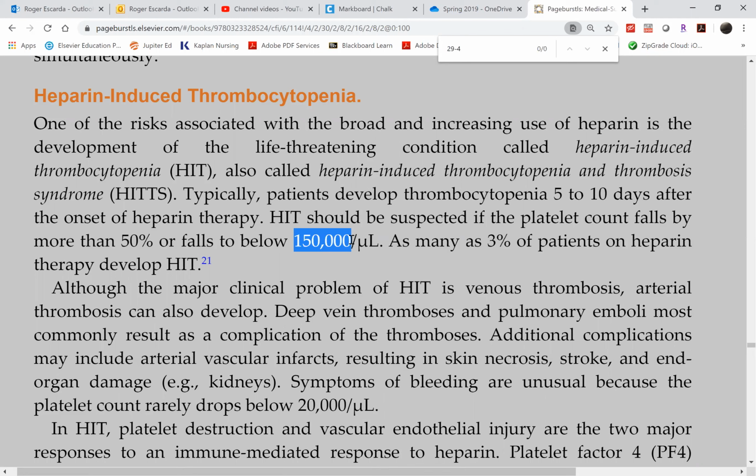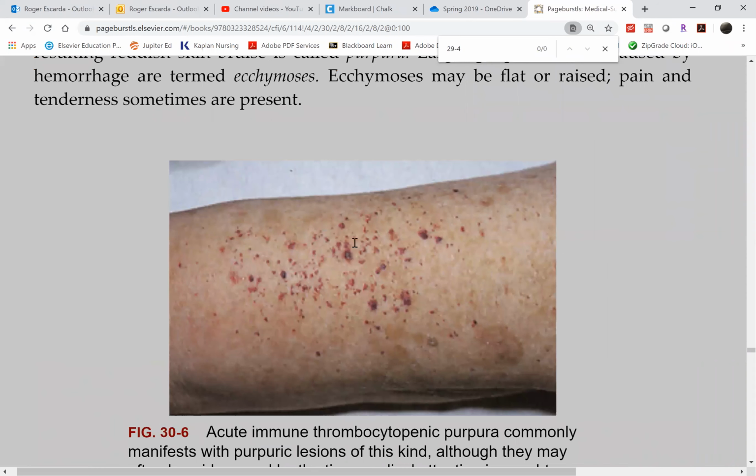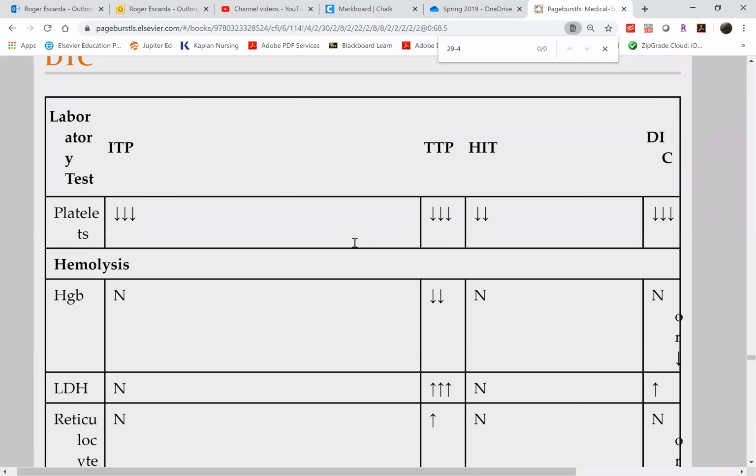However, you have to compare it with your pre-heparin level. Meaning on admission, it was 400,000, but then you gave heparin yesterday or the day before. Now look at your platelet drop. It's now more than 50%. So that is still diagnostic of HIT. So if you look here in HIT, because you are forming clots, this is what makes HIT so dangerous. Because why did you give heparin in the first place?